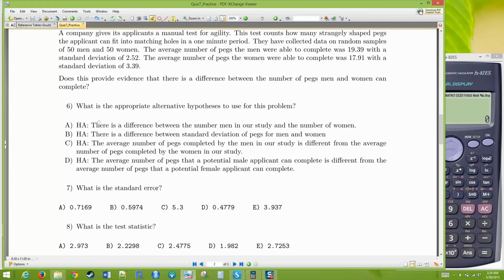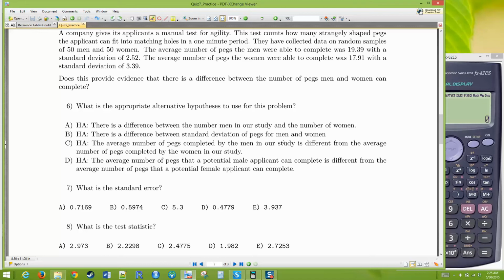Answer choice A says there's a difference between the number of men in our study and the number of women. That's not what we're going for. We're looking at the number of pegs that they can complete. Choice B says difference between the standard deviation of pegs, and that's not what we are trying to answer here either.